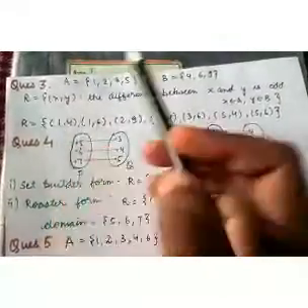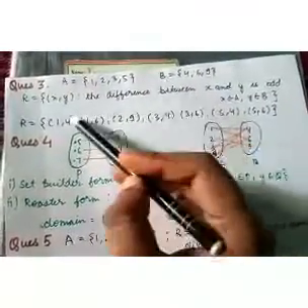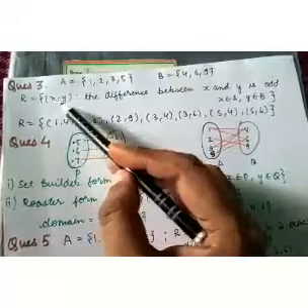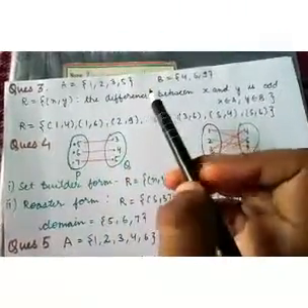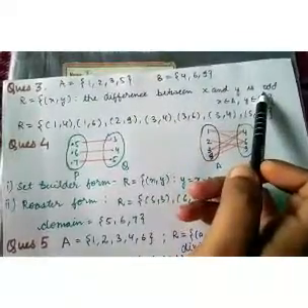Now question number 3. We are given a set A and a set B, and we have to write the relation R. We are given that the relation should satisfy the property that the difference between x and y is odd.